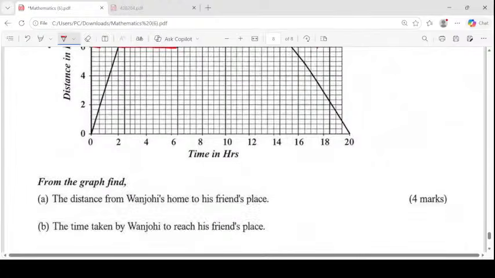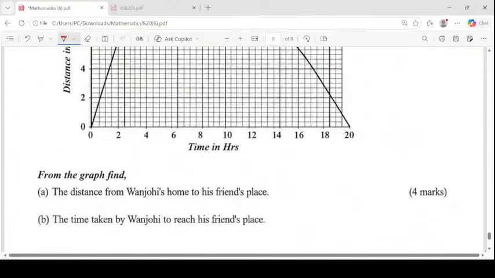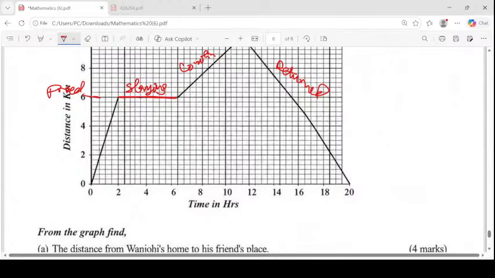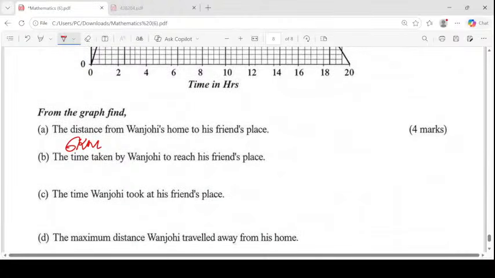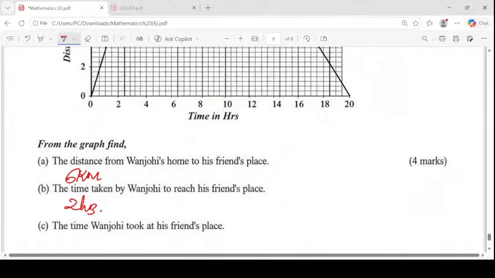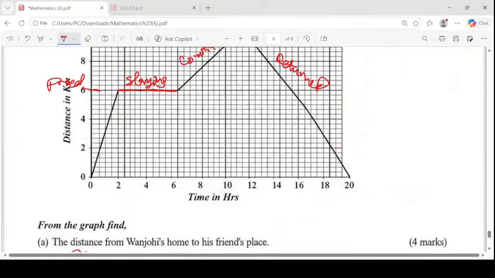So when they say from the graph find the distance from Wanjohi's home to his friend's home, it is 6 kilometers. The time taken by Wanjohi to reach his friend's home, he began when the time is 0 and arrived when the time is 1, 2, 3, 4, 5. Here we need to be very keen. That is 2 hours. That is just a small enlargement due to some zooming, but this is 2 hours. The time Wanjohi took at his friend's home, it took also 2 hours.